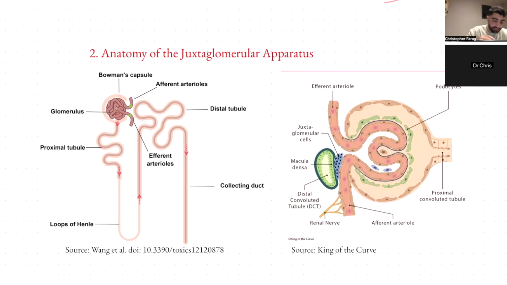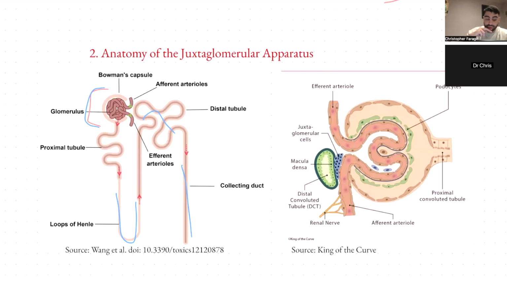So up the top here, we have our glomerulus. Now we have our tubules: the descending and ascending limb of the loop of Henle, our distal tubule, and our collecting duct. That's the big picture view.